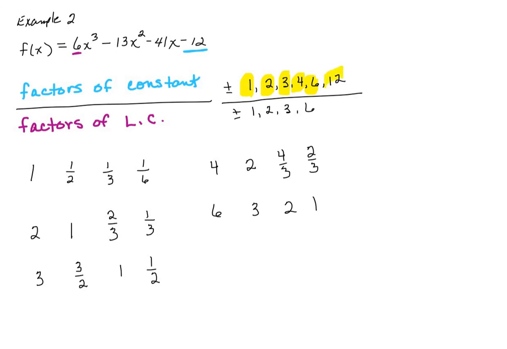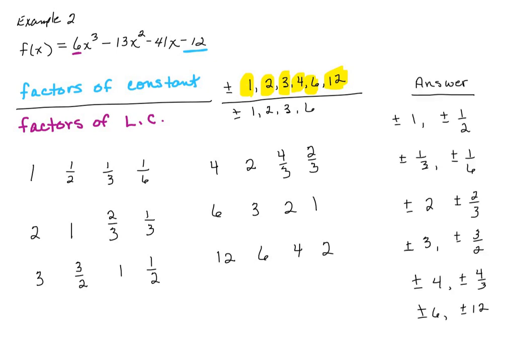And then our last number, 12. 12 over 1, 12 over 2, 12 divided by 3, and then 12 divided by 6. So those are all of my positive values. I would also need to take the negatives of those. But notice I also have a lot of these that are repeating. So I'm just going to kind of clean all of that up. Okay, and there are all of my possible rational zeros.